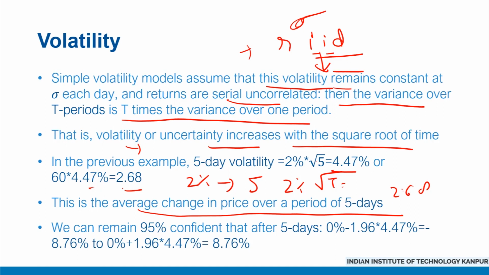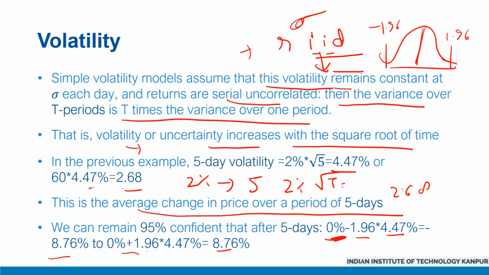Let's also think about what it means if you want a 95% confidence interval. Recall that if we believe returns follow a normal distribution, then the lower and upper ends are plus or minus 1.96. If the returns are distributed with a mean of 0%, then the lower end of the return is 0% minus 1.96 times 4.47%, which is about 8.76%. Similarly, the upper end, with symmetry, is again plus 8.76%.